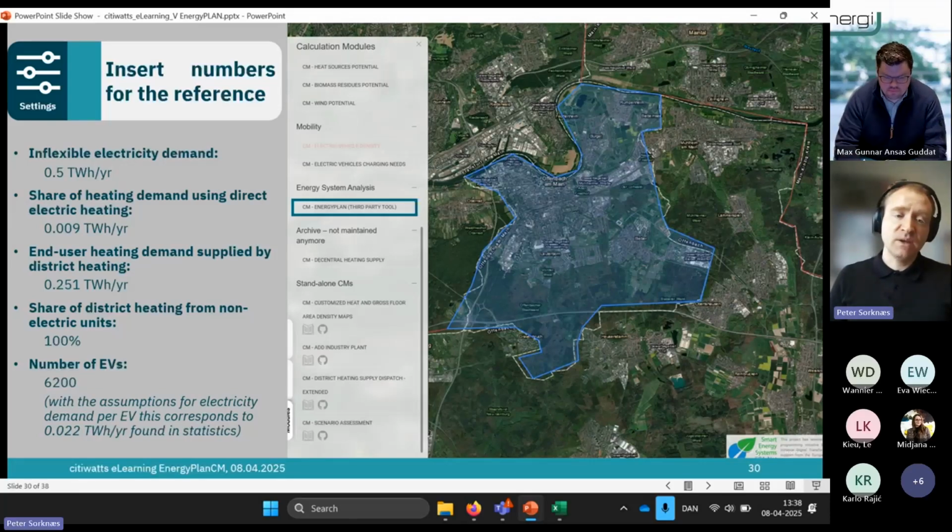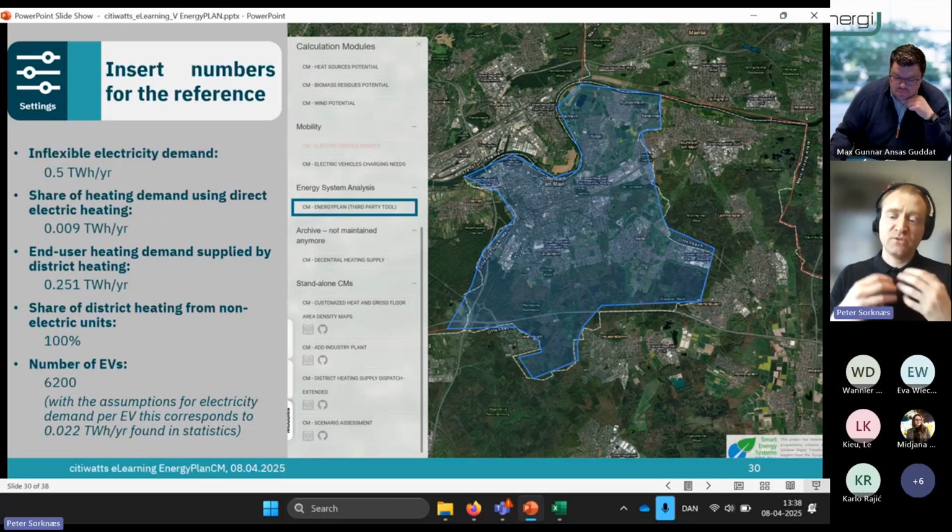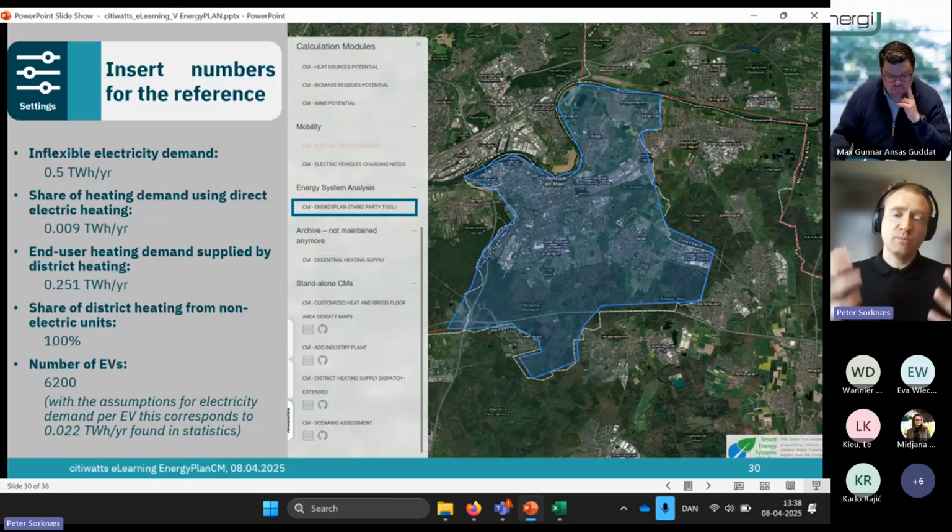Then there is the end user demand by district heating, and you can see I've added a number here for that. We will go into more of this because in the next one I have said that all district heating is assumed to be from what we call non-electric units, and that is basically units where there isn't any direct electricity demand to consume. You're consuming when you produce the heat. So that means we don't have electric boilers and we don't have heat pumps. That's an assumption in this case, so it comes from other types of sources.